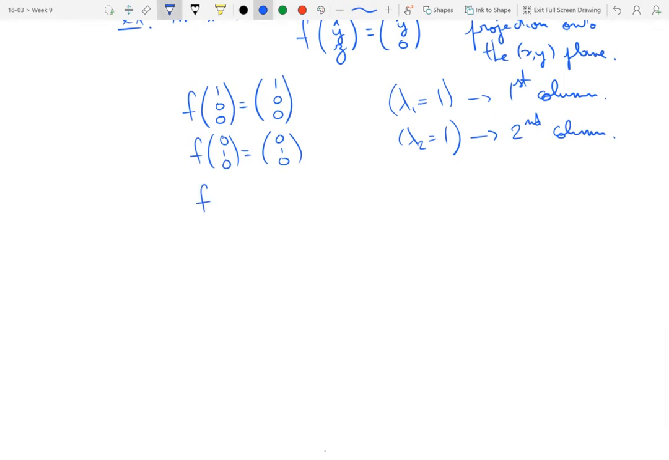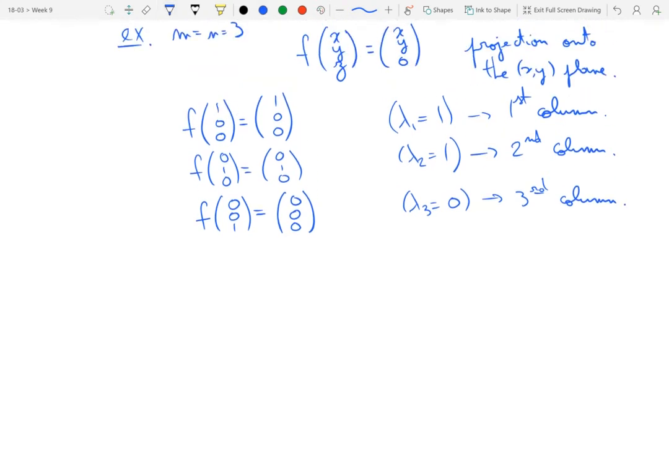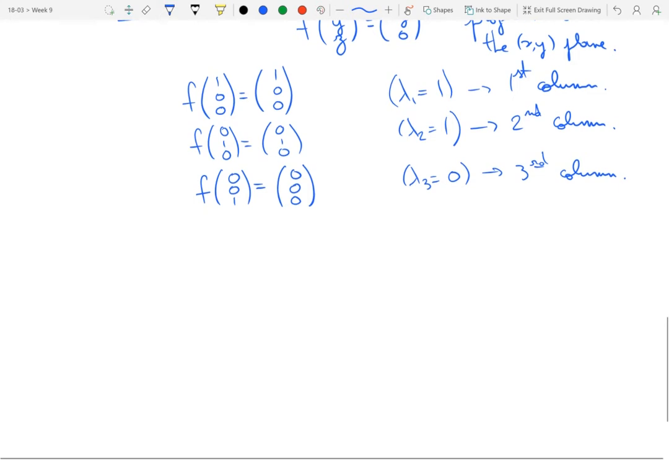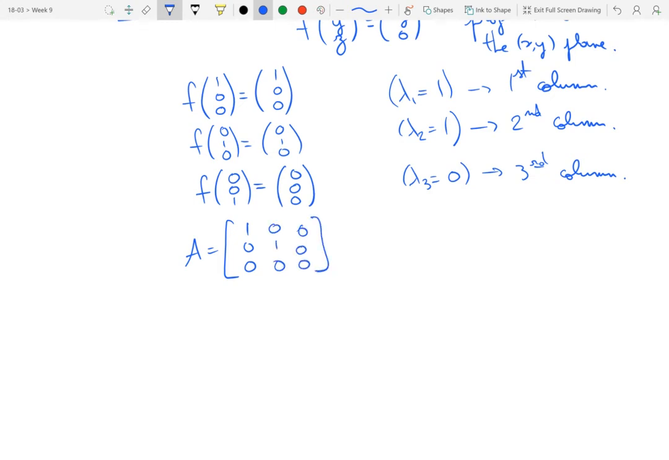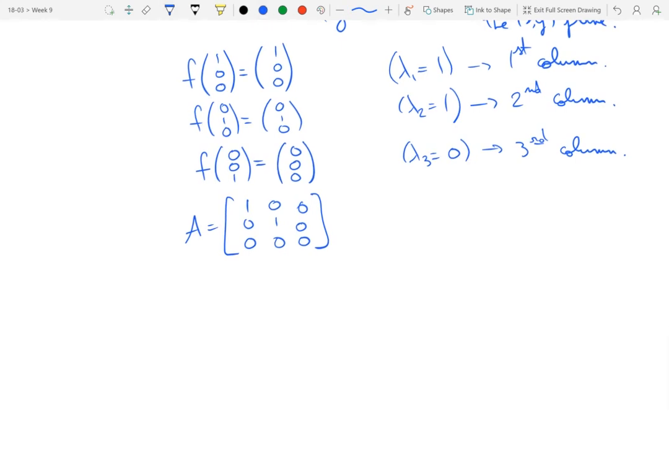And finally, if we apply the map f to the vector 0, 0, 1, that is along the z-axis, and when we project onto the xy plane, that lands at the origin. So in this case, we have a third eigenvalue equal to 0, and that will give us the third column of the matrix. And the eigenvector that corresponds to this third eigenvalue is 0, 0, 1. So we go ahead and form the matrix from these columns that we've gathered: 1, 0, 0 for the first column, 0, 1, 0, and then 0, 0, 0. That is the matrix for the projection onto the xy plane.